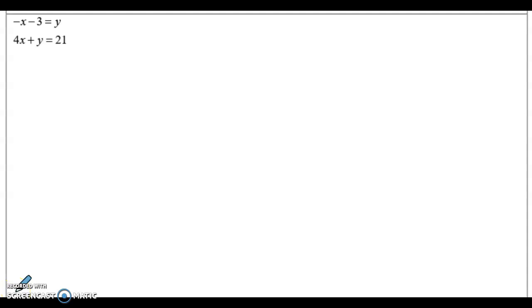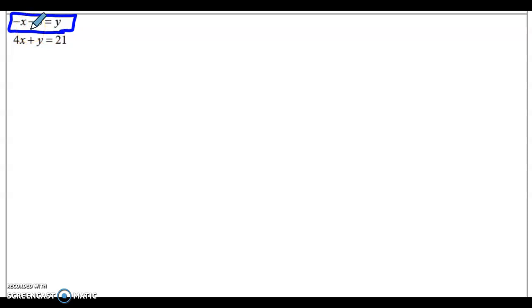Okay, here's our second problem. Again, it's substitution. So love substitution because you have a variable by itself, or that is going to be your goal. So we have a variable by itself right now. It is y. It's in the first equation. This time it's on the right-hand side. Doesn't matter. You should know that y is equivalent to negative x minus 3.